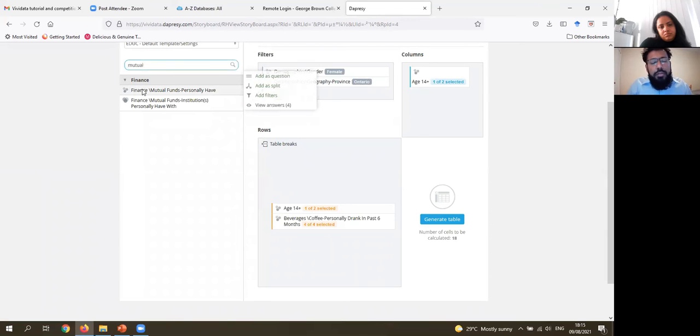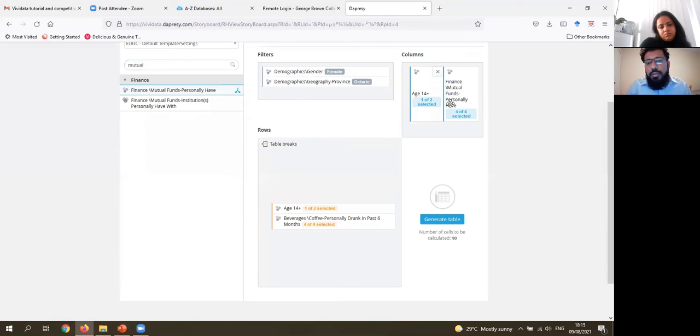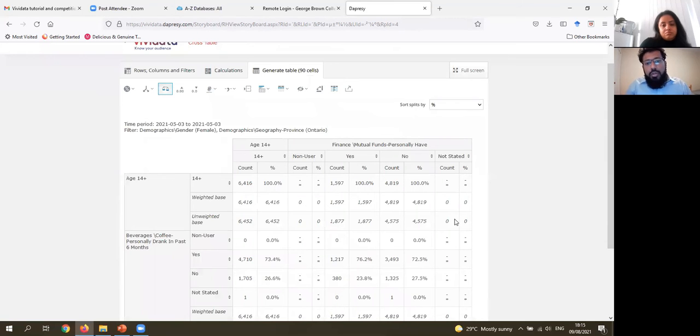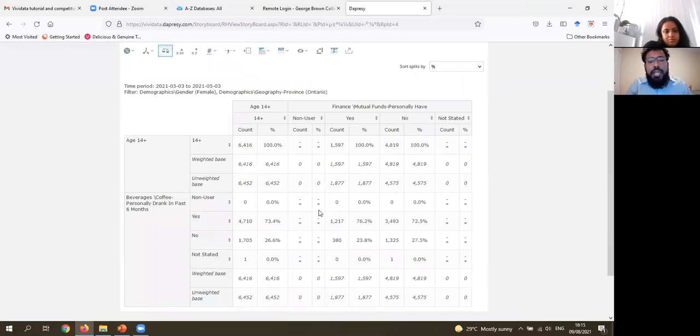Okay, so people, female, who drink coffee and who have some mutual fund. I will be adding this as a split. Right, so now I can generate my table. You can see now that I have got the results, and based on these results, I can now start making some of my interpretation about the data.